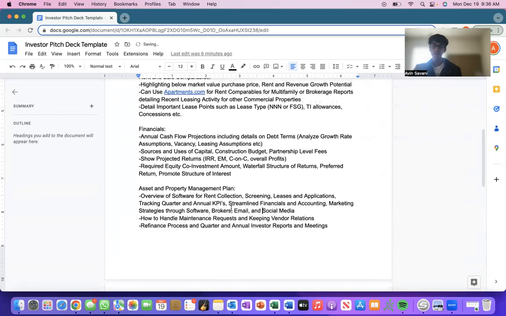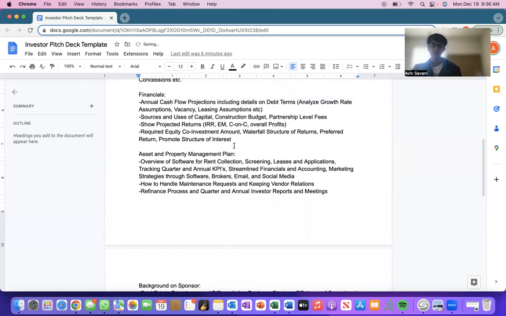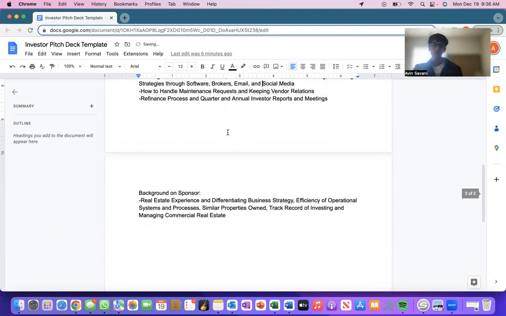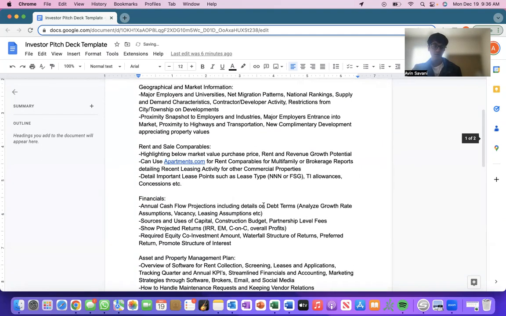Honestly, this is all already done, right? Before you even go into a deal, you should have done all of the underwriting, and calculated all the returns, the waterfall, the partnership level returns, all of that, right? So the financial portion is done. The asset and property management portion is easy to explain, and that can be consistent throughout each process. And the background of the sponsor can be ever changing, adding more and more deals to your track record.